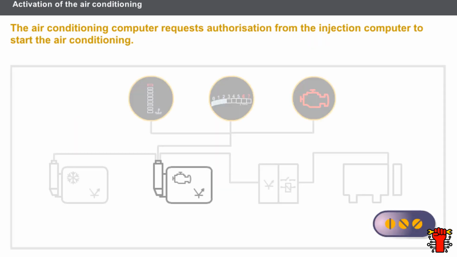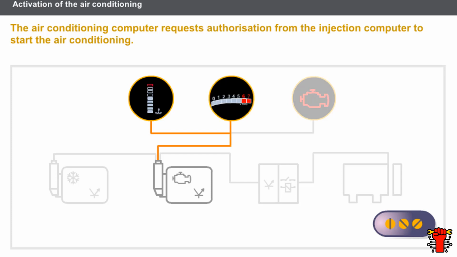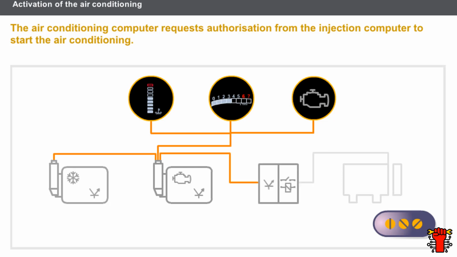The injection computer triggers the air conditioning subject to the following conditions. The engine temperature is below the engine overheating threshold. The engine is not running at maximum power and has no major faults. The authorization to run the air conditioning is then transmitted to the air conditioning computer and the UPC if the vehicle has one. Once the computer has authorized the air conditioning to start, it controls the relay or UPC. The relay or UPC then supplies the electromagnetic compressor clutch.